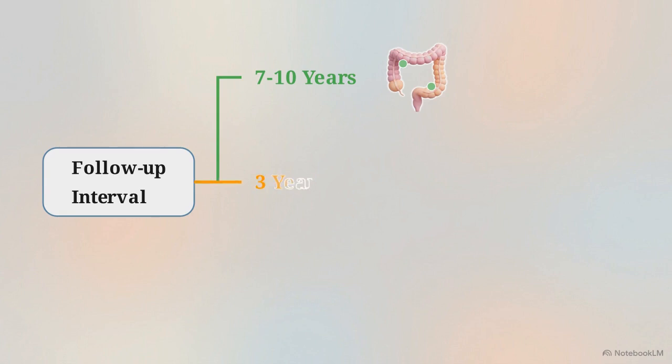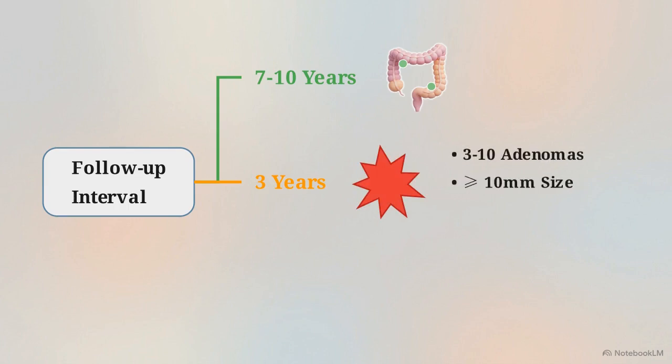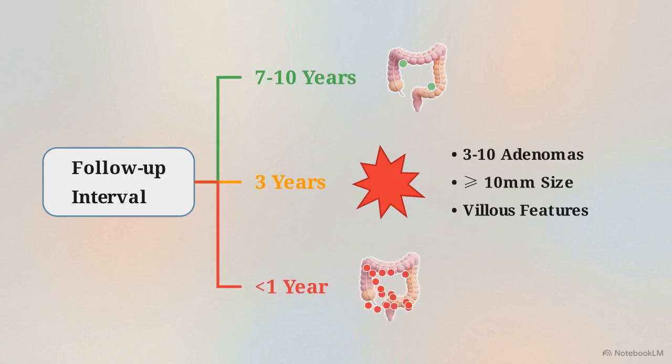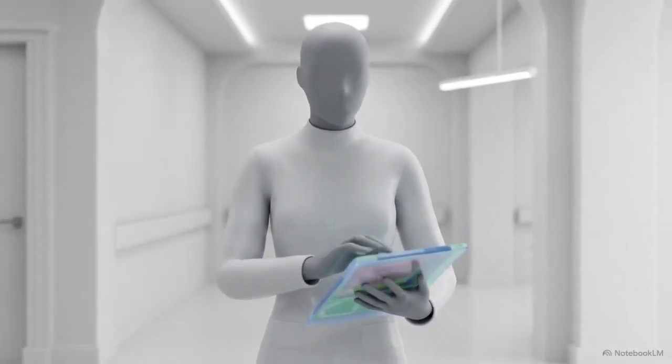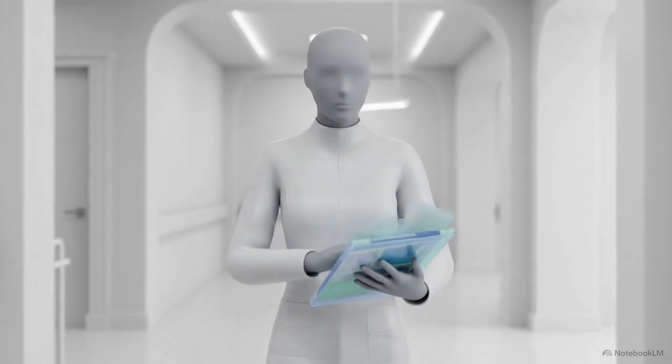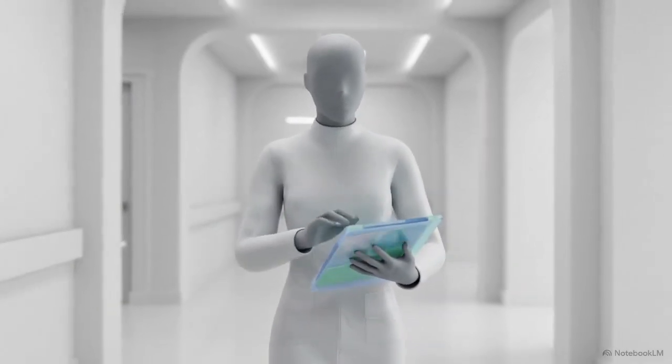The high-risk pathway shrinks the interval to 3 years. This is triggered by 3 to 10 adenomas, large sessile serrated polyps, or any single high-risk feature, like villous architecture. The extreme risk pathway is triggered when more than 10 adenomas are discovered simultaneously. Finding more than 10 adenomas halts standard guidelines and necessitates an immediate evaluation for an inherited syndrome like FAP.